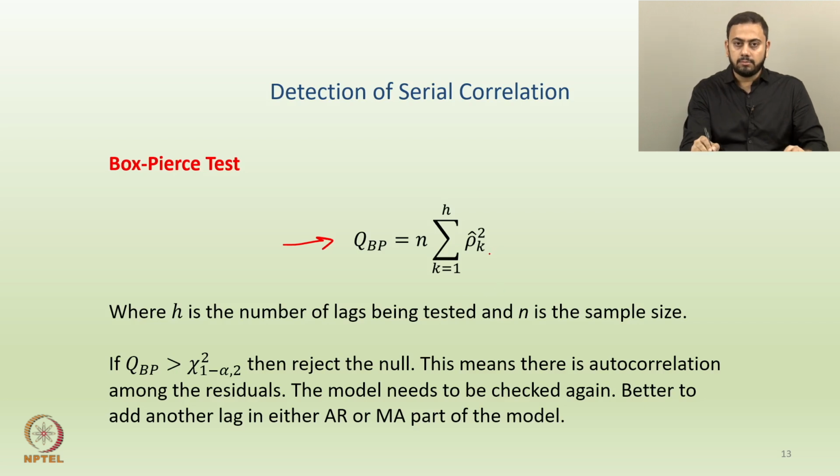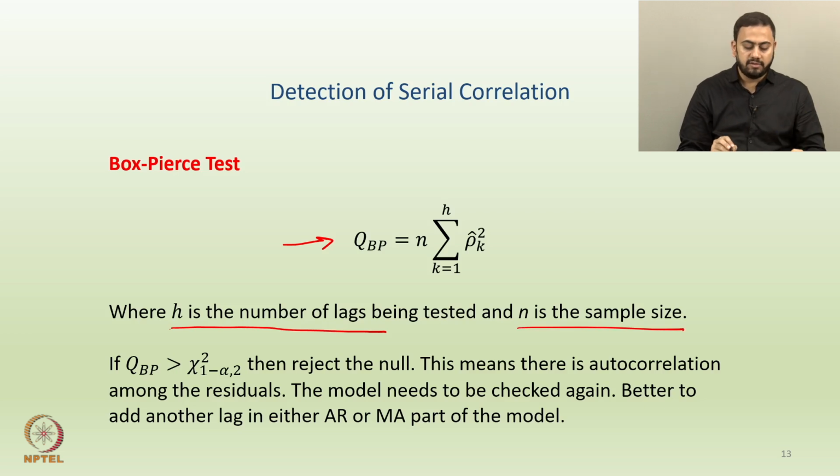This is based on squared correlation values, if you see here. So, n times the summation of rho k hat squared, where k goes from 1 to h. So, h is up to what lags you want to check, right? Of course, one can't keep on checking every single lag; there should be some limit. So, h is the number of lags being tested in this Box-Pierce test, and n is nothing but the sample size. And again the same criterion: if the value of the test statistic is bigger than the tabulated chi-square value, then we can reject the null, otherwise we fail to reject the null.